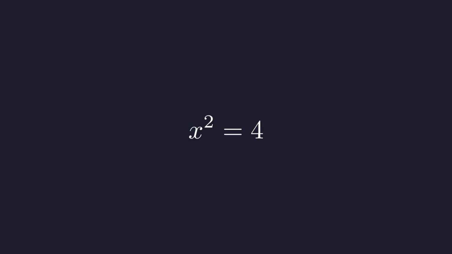X squared equals 4. Now, don't forget, when we take the square root, we get both positive and negative solutions. So x equals plus or minus the square root of 4. And the square root of 4 is 2. So x equals positive 2 or negative 2. Those are our solutions.